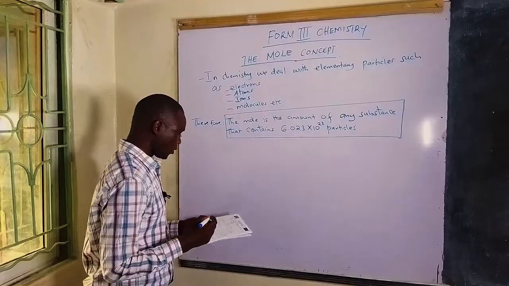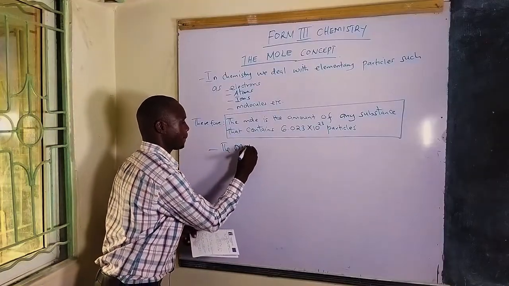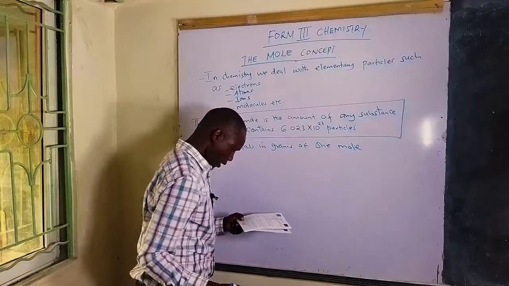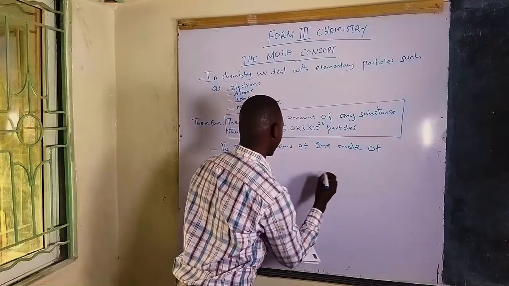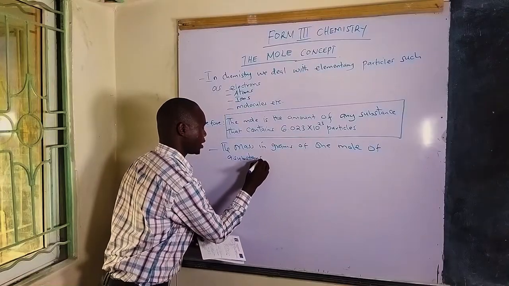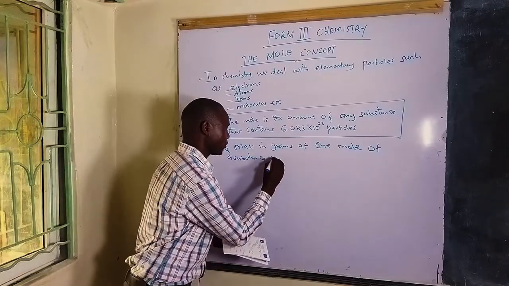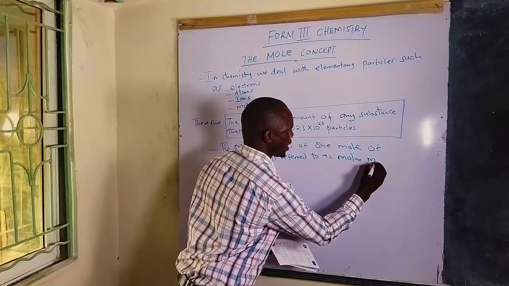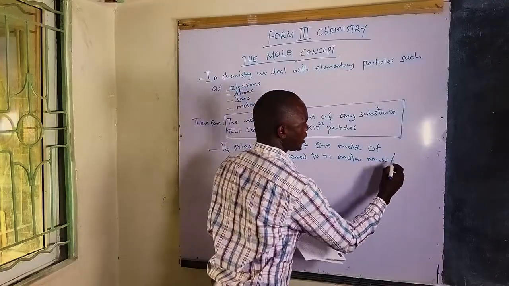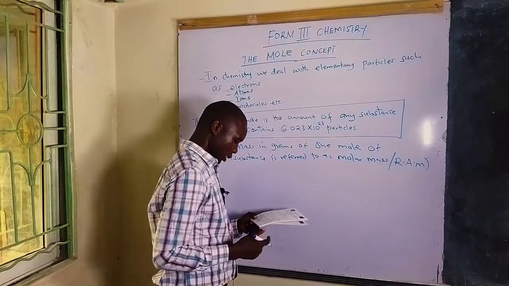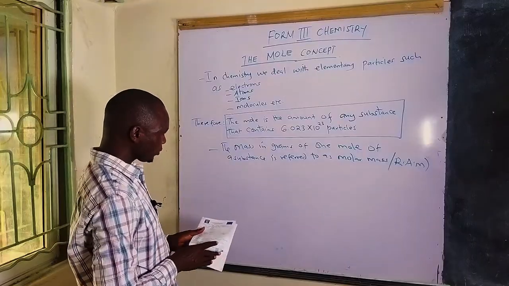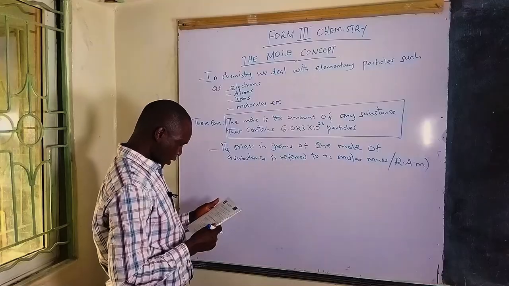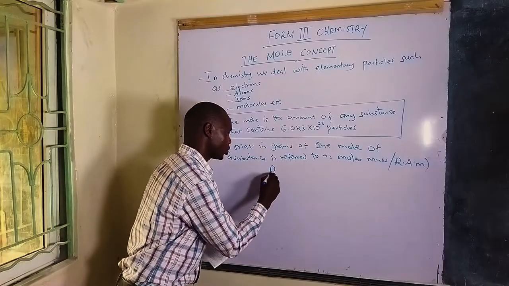And we say the mass in grams of one mole of a substance is referred to as the molar mass. Also, for elements, we just call it relative atomic mass. So I want us to look at the relationship between the mass, or let us look at what we call relative atomic mass.